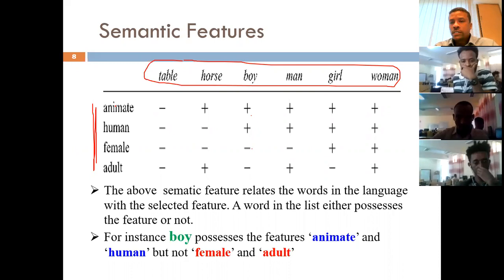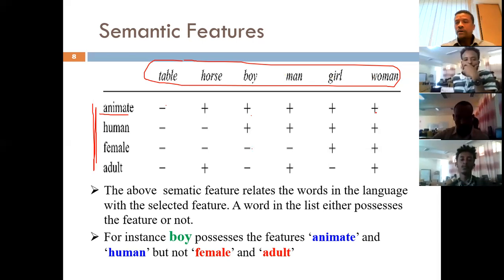So animate is just a feature. We have to check whether this feature is possessed by the word. For a table, animate would be negative, but we know that a horse can animate, a boy can animate, a man can animate, a girl can animate, and a woman also can animate. So by assigning this, we can actually represent the semantics of a word.